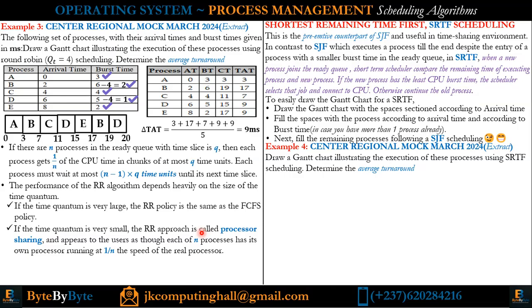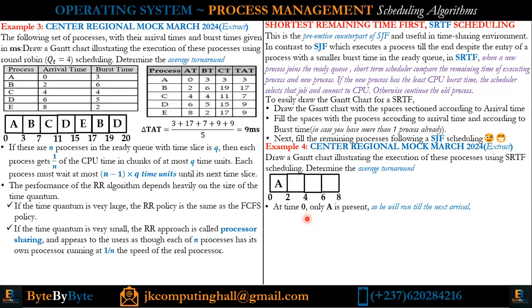Let us look at what we are saying. Draw a Gantt chart illustrating the execution of the processes using shortest remaining time first scheduling. So we're talking about this same diagram, the Northwest Regional Mock extract. So I eliminate this for you guys to see. The first step is asking us to draw the Gantt chart with the spaces sectioned, as you can see. So this is what I have. I first of all draw my empty Gantt chart with the different arrival times, as you can see, 0, 2, 4, 6, 8. That is what we have.